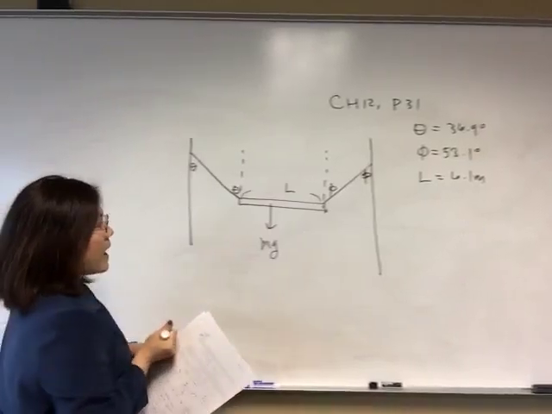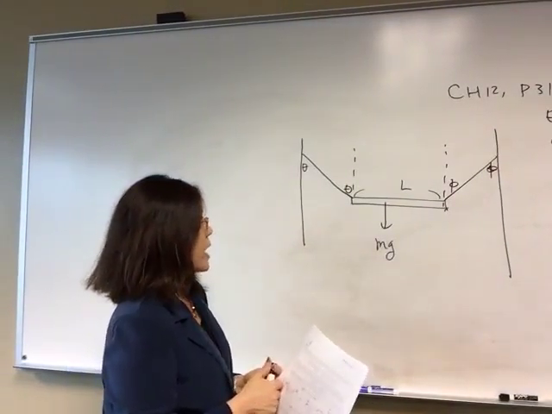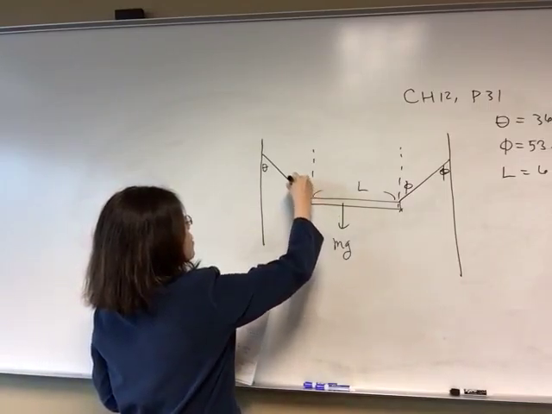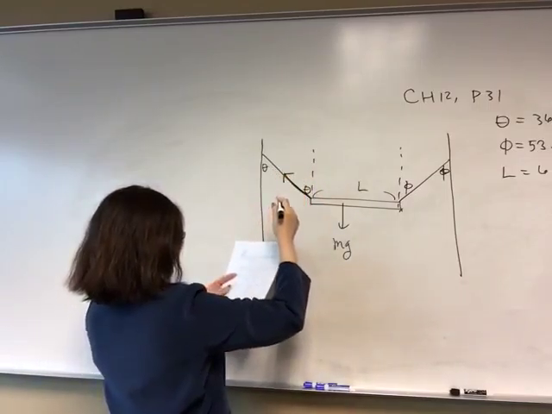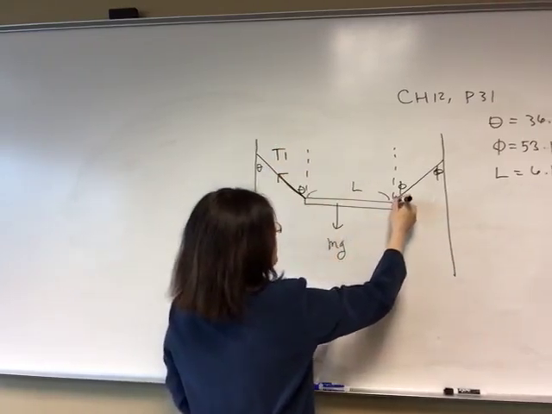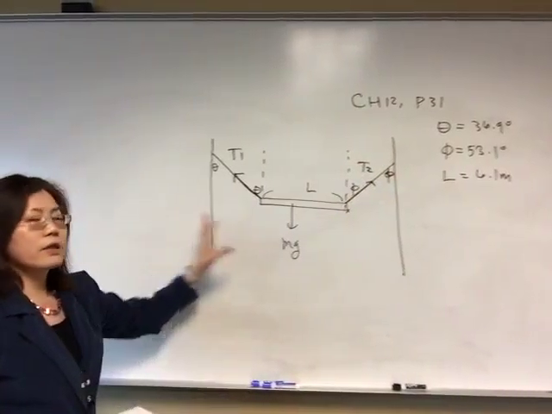The bar has a mass, although the mass is not given. Let's just say it is m, so it has a weight that's mg. On this end, there is a cord, so that's a tension. Let's call that tension T1. And on the right-hand side, there's another tension called T2. And everything has to be balanced again.